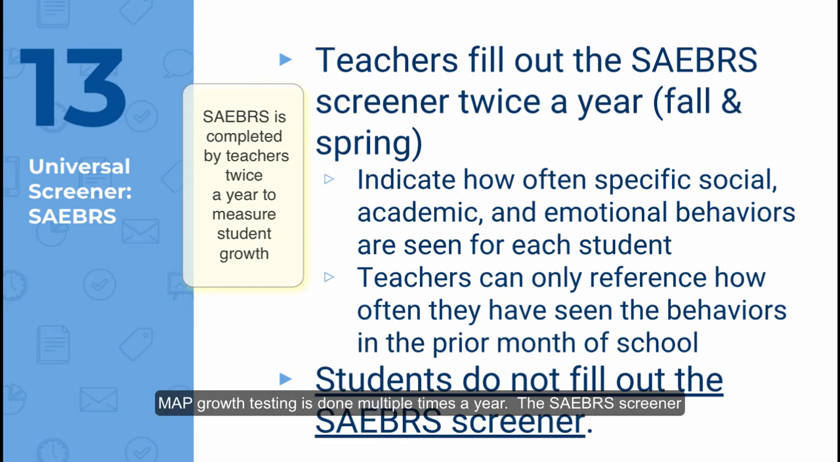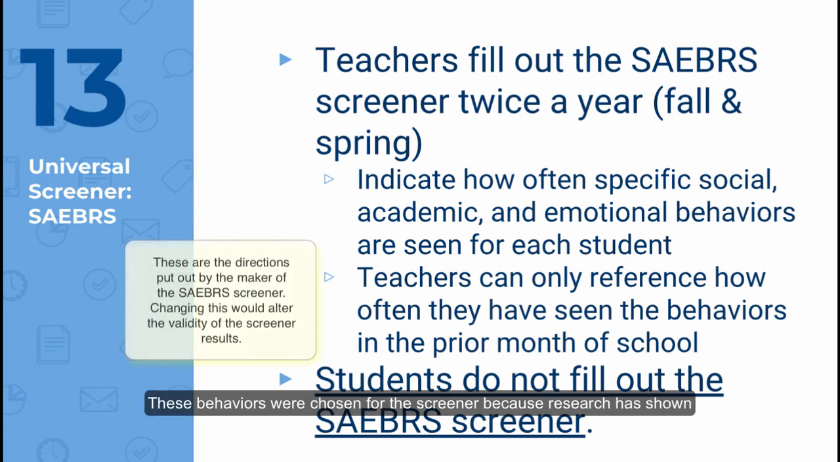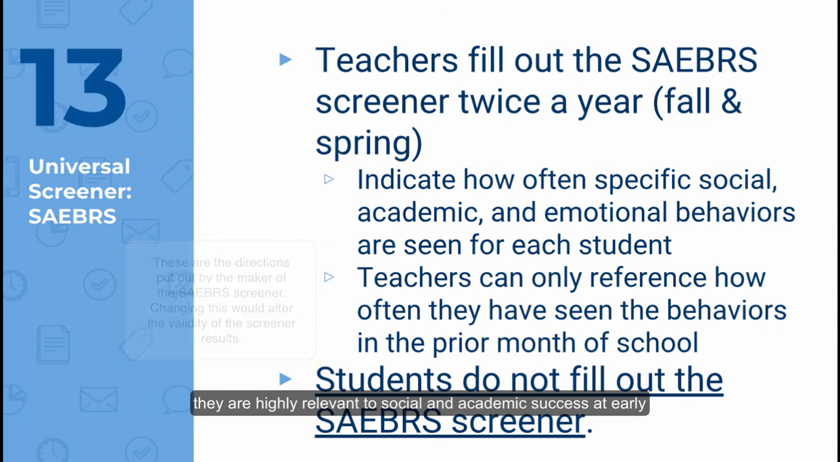The SAEBRS screener asks teachers to indicate how often they have seen specific and easily observable behaviors in each student during the previous month. These behaviors were chosen for the screener because research has shown they are highly relevant to social and academic success at early childhood, school-aged, and adolescent stages of development. It should be emphasized that students do not fill out the SAEBRS screener. Teachers do. From this point forward, copies of the results will be made available to parents and guardians after the fall and spring screening.